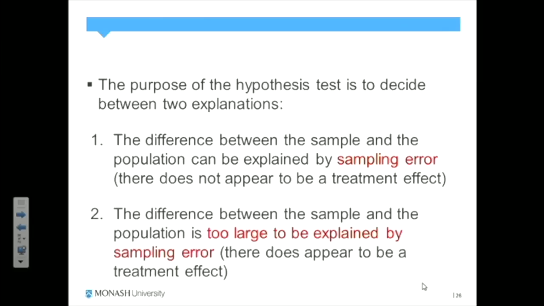The second explanation is that the difference between the sample and the population is far too large to be explained by sampling error alone. And if we have that, and we'll define what we mean by far too large, then we can say that there is evidence for a treatment effect, because the mean we got was too different from the population mean to just occur by chance at some level of probability. So when we do our hypothesis test, keep in mind they're the 2 explanations we're trying to decide between.